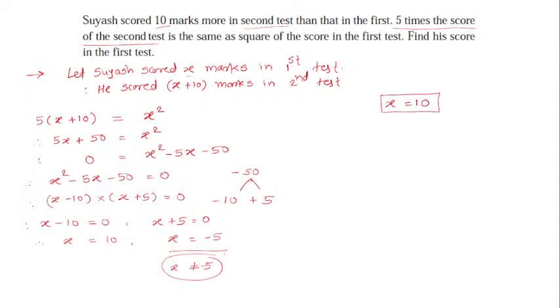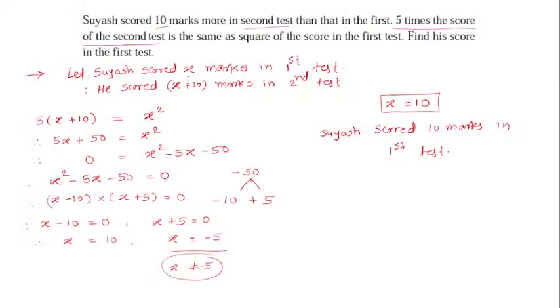Now what we had supposed was that Suyash scored x marks in the first test, and that is the question. We have got x is equal to 10, that means Suyash scored 10 marks in the first test. So this is the answer of this question. So this is how we can apply the quadratic equation to solve such problems.